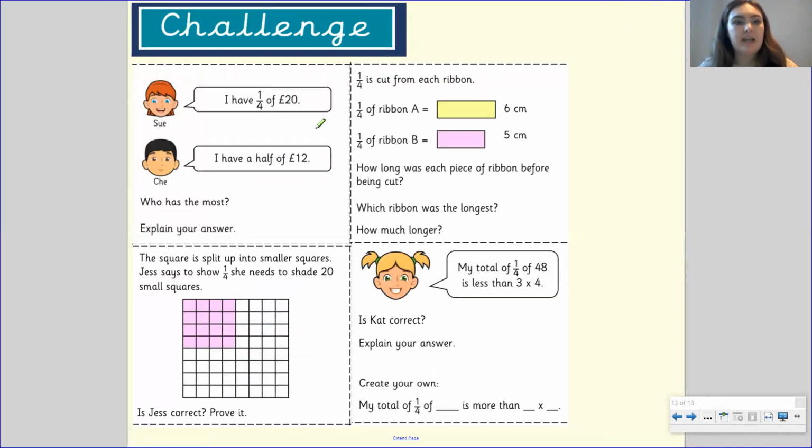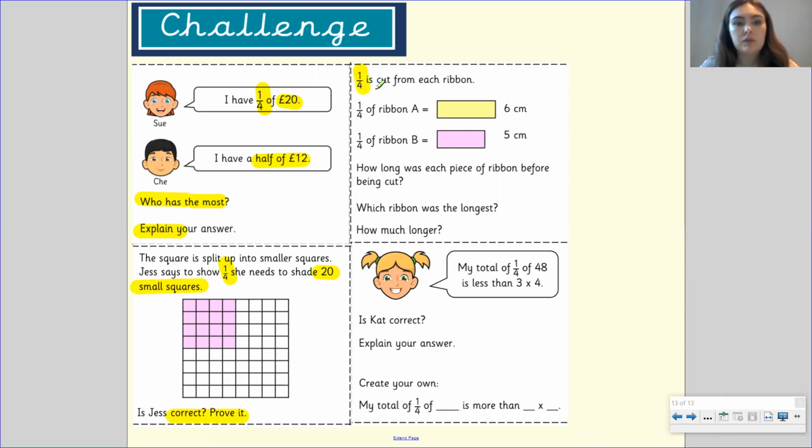Okay, and the challenge. So the first part of the challenge, Sue says, I have 1/4 of £20, and Chi says, I have 1/2 of £12. Who has the most? Explain your answer. So which one of these children has the most? And you need to say why. The next one, the square is split up into smaller squares. Jess says to show 1/4, she needs to shade 20 small squares. Is she correct? Prove it. So you need to prove it on here.